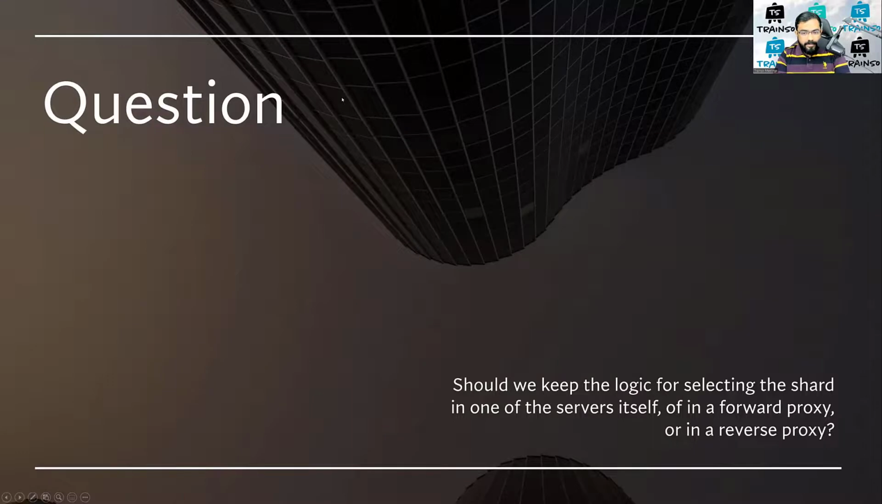Question: should we keep the logic for selecting shards in one of the servers itself, or in a forward proxy, or in a reverse proxy? This is also related to what we learned in a previous session. Or you can start by answering: should I keep it in one of the servers, or should I keep it in a proxy? Let us decide whether it is a forward proxy or reverse proxy after this. It is a proxy. Now tell me whether it is a forward proxy or a reverse proxy.